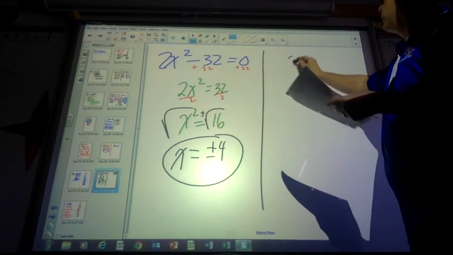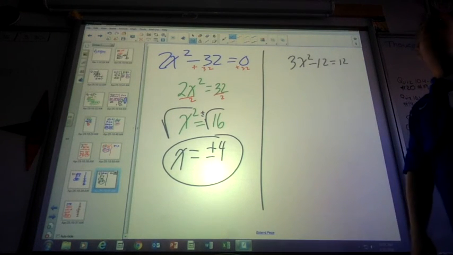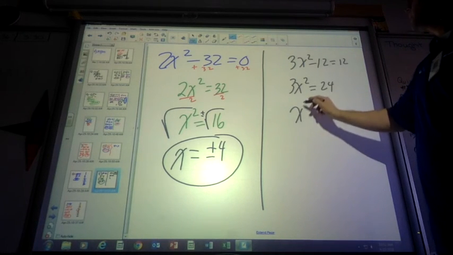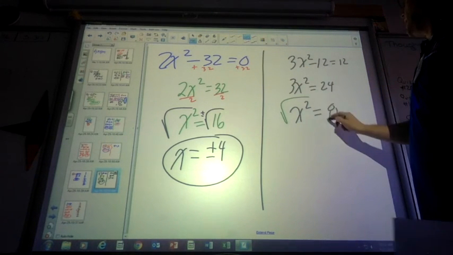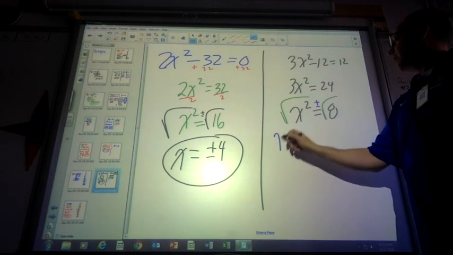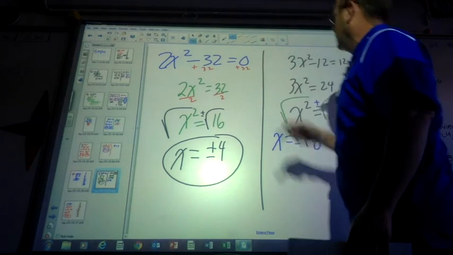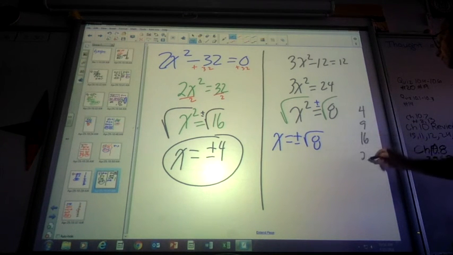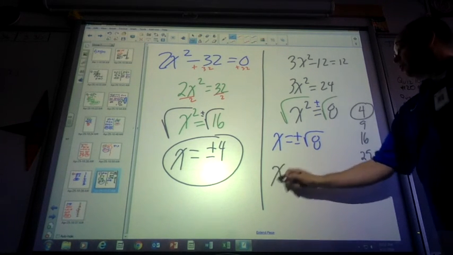Let's take a look at this example. 3x squared minus 12 equals 12. Add 12 to both sides. Divide both sides by 3. Take the square root of both sides. Remember, if you take the square root of both sides, you're going to have plus or minus. So I get plus or minus square root of 8. Now, here's the grabber. 4 is a perfect square. 9 is a perfect square. 16 is a perfect square. 25 is a perfect square. 36. Ooh, 4 times what? 2. Here's my exact answer.